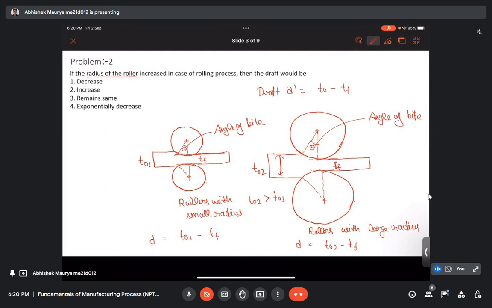Why has it happened? It has happened only because, in case of larger diameter for the same angle of bite, we can feed the larger thickness of billet, whereas if we have smaller rollers, then for the same final reduction and for the same angle of bite we have to feed smaller thickness of the workpiece, and because of that we are getting this difference.